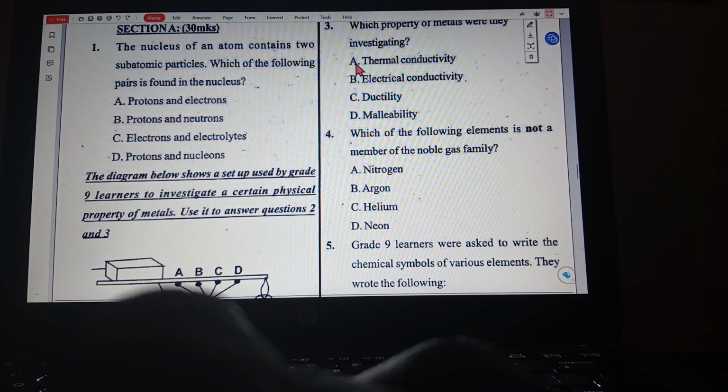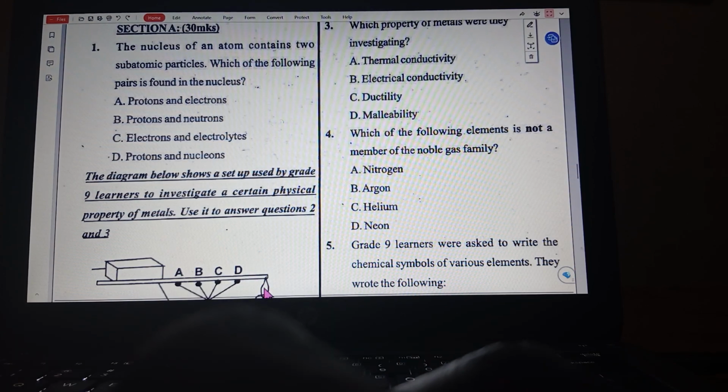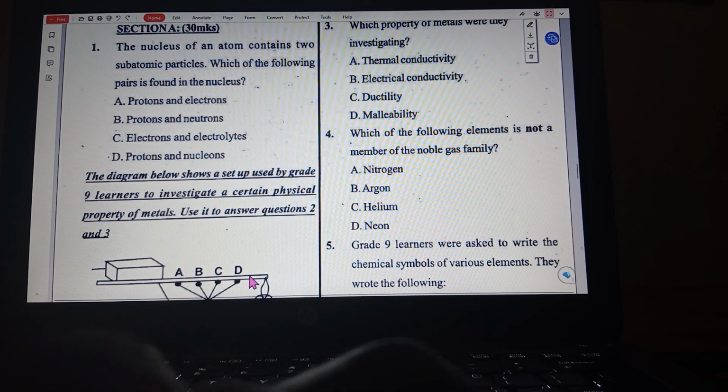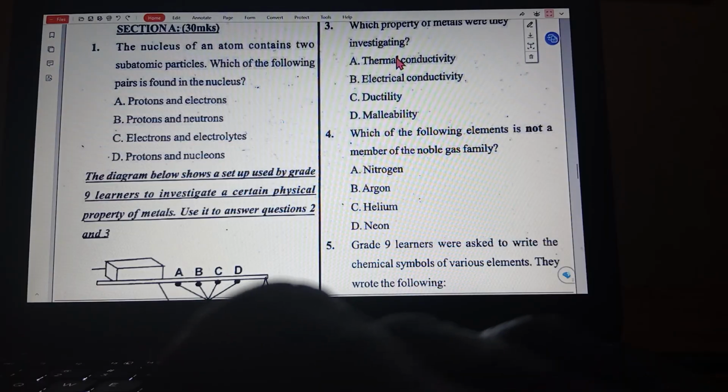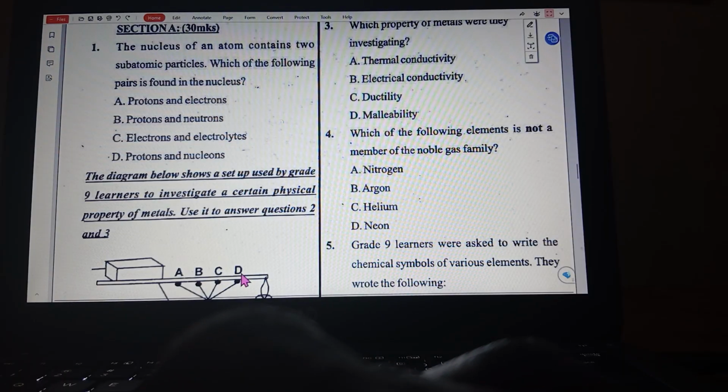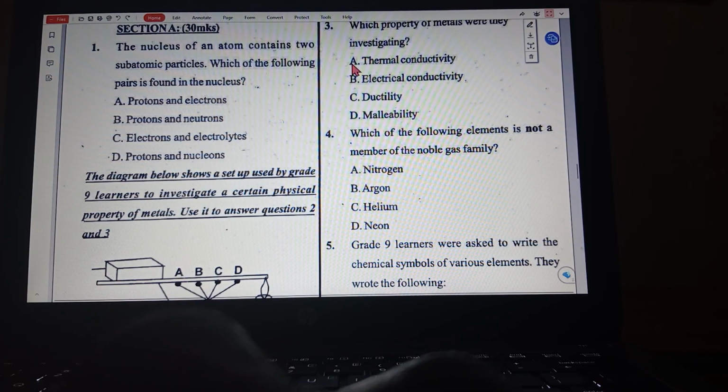We therefore remain with option A, thermal conductivity. Thermal conductivity is the same as heat conductivity, right? Remember here we have the source of heat and this is a metal rod. So what is being tested here is the ability of these metals to conduct heat, what we call thermal conductivity. Now the answer is A.